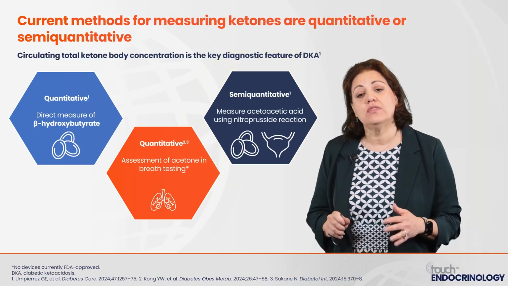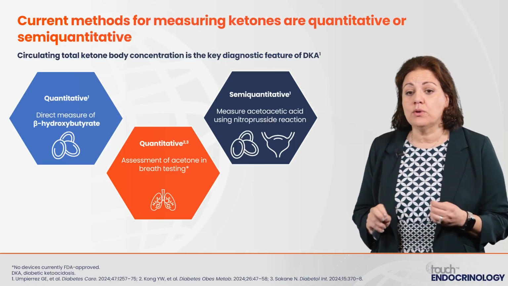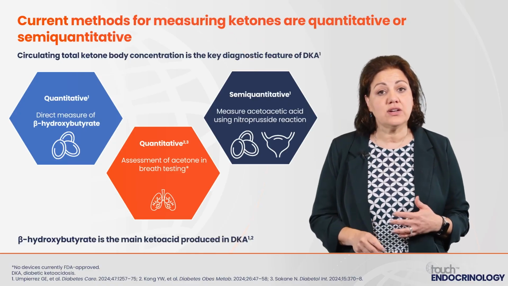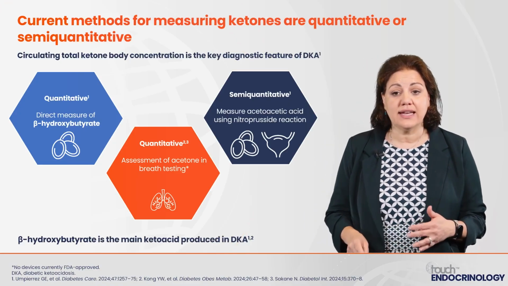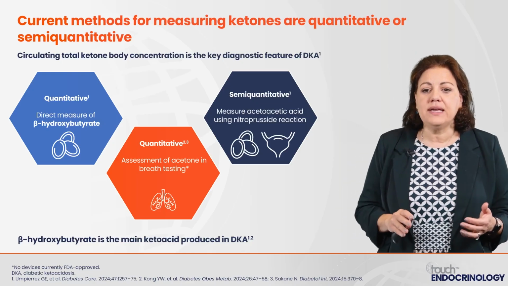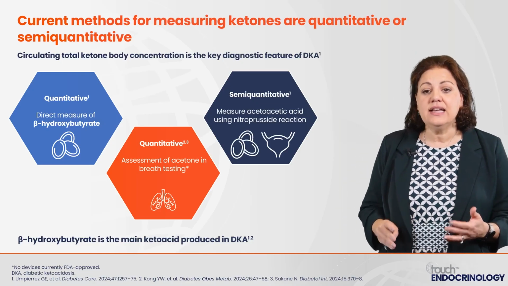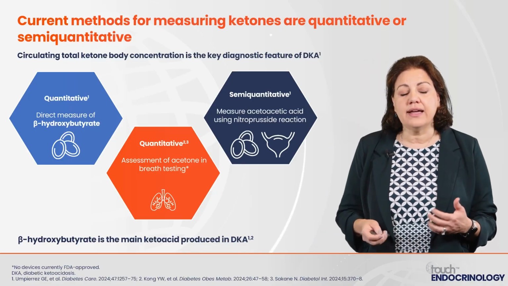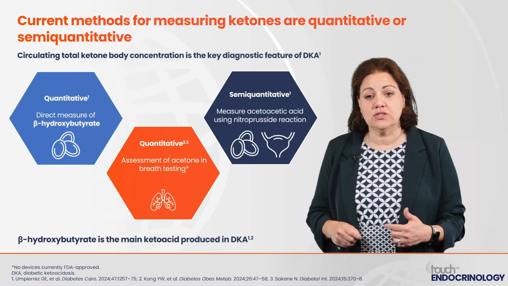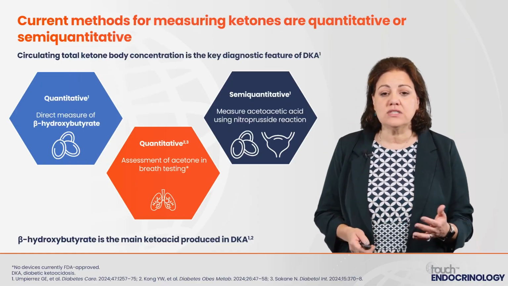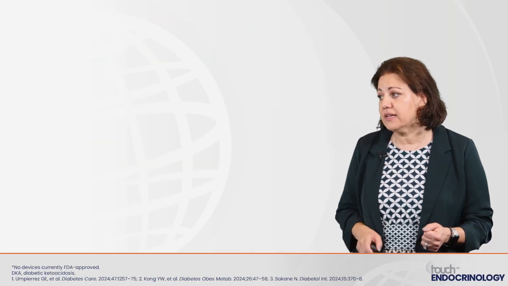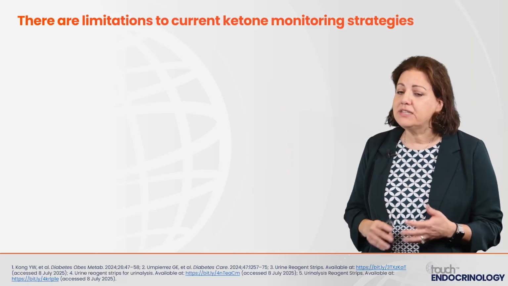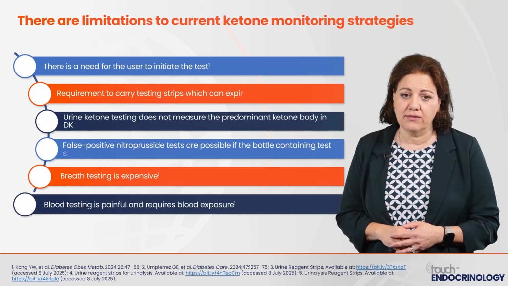Now it's important to note that the primary ketone produced in DKA is beta-hydroxybutyrate, and as ketones are cleared, there is conversion to acetoacetic acid. But there's a delay because the acetoacetic acid needs to be excreted with each void. So if we're just relying on acetoacetic acid measures, it's not going to provide the most accurate assessment of ketone status. Despite having methods to measure ketones, there are limitations to the strategies that are currently available.